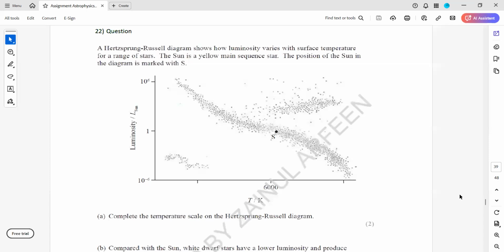So remember, in a Hertzsprung-Russell diagram, the temperature scale is always in divisions, and it's always decreasing. For example, if this is 6,000, half of 6,000 will be 3,000, and this will be double, so double of 6,000 will be 12,000. And this will be double of 12,000, which is 24,000. That's how the scale varies. We just have to number the two lines, to complete the temperature scale on the Hertzsprung-Russell diagram. So that's how we complete it.